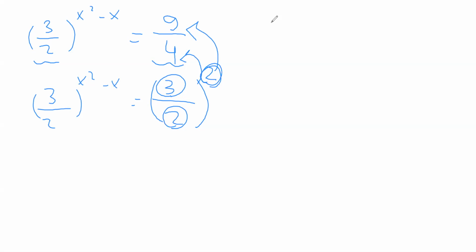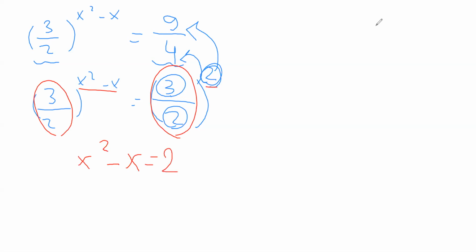Why did I do this? To make the bases equal. What will happen if the bases are equal? If the bases are equal, the powers will be equal. So I can get x. So x square minus x equal 2. Here what I will do, I have x and x power 2. So here I have to think about factorization. It's not equal to 0, so I can take 2 inside and say it is equal to 0.